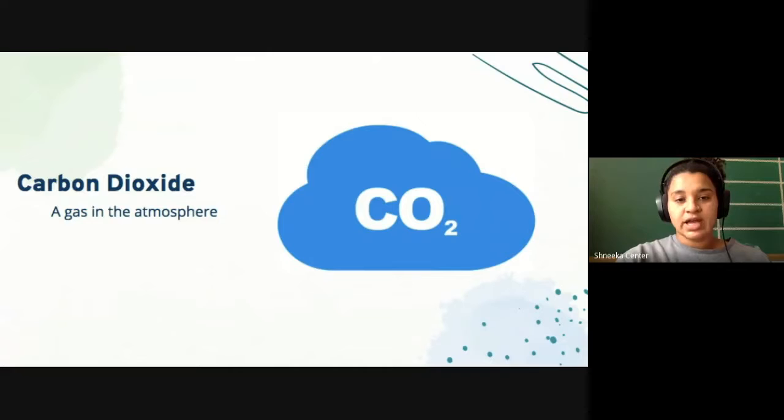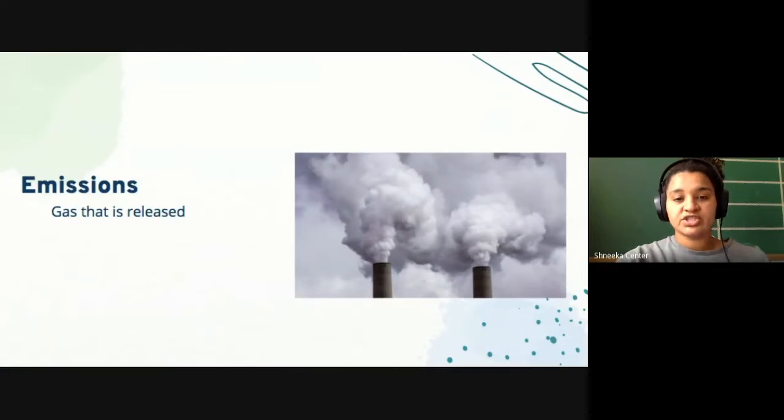So carbon dioxide is one of the gases in the atmosphere. It's really important for plants during the process of photosynthesis. When we breathe out, we exhale carbon dioxide. However, too much carbon dioxide is not good for our climate. So emissions are just gas or things that are released. In this case, we're going to be talking about carbon dioxide and other gases.